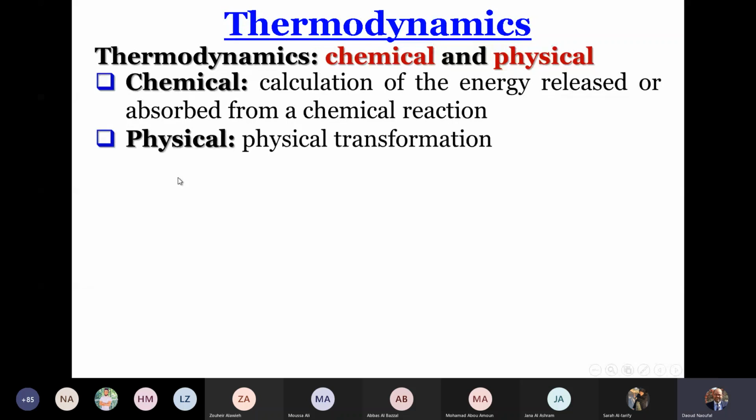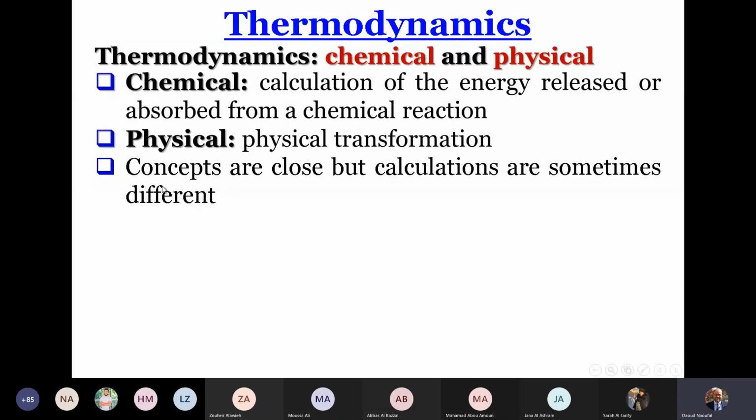The physical transformation, consider for example ice that melts. So we have H2O solid that is transformed to H2O liquid. So the state of the system has been changed without changing the composition. Initially, we have H2O, and in the final state, we have H2O. So the composition is the same. But we have a change in the state of the system. The system was initially solid, and in the final state, the system is liquid. So this is a physical transformation.